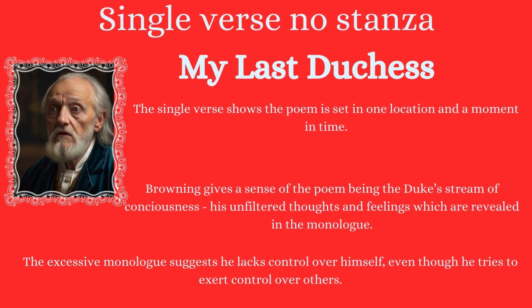Single verse, no stanza. What is a single verse and why has it been used? The poem has been written as one large block of text, rather than broken into smaller stanzas. To a reader, the large block of text looks terrifying to read and analyse. This was cleverly done by Browning to demonstrate the Duke's dominance, and the subtle red flags about the Duke's behaviour are hidden within the text.